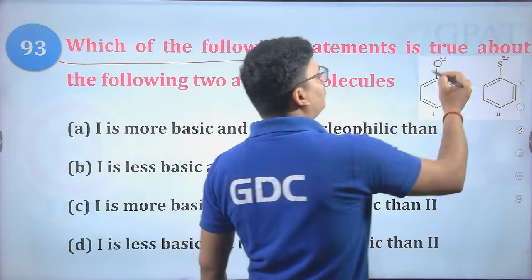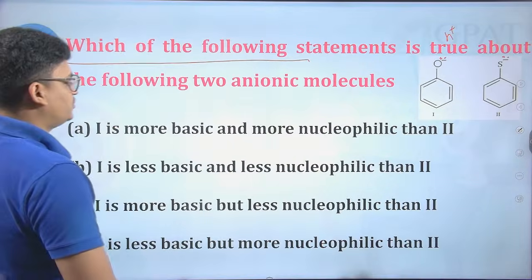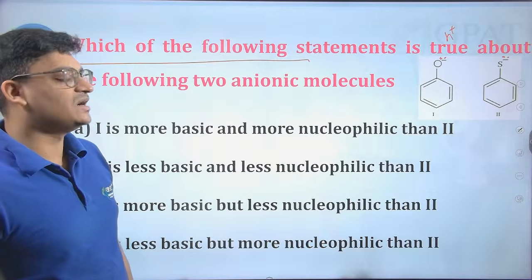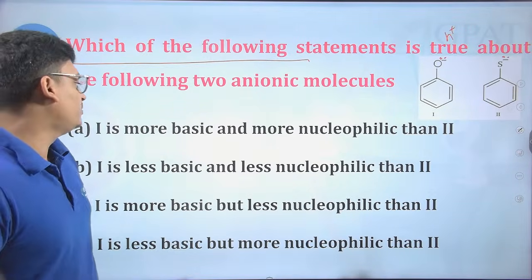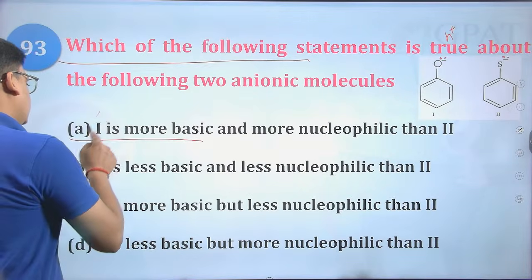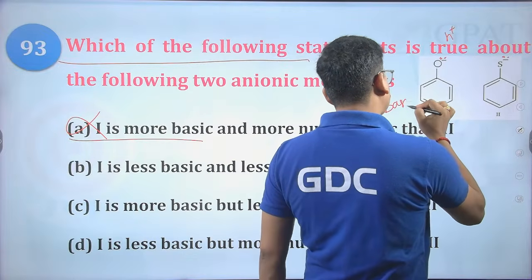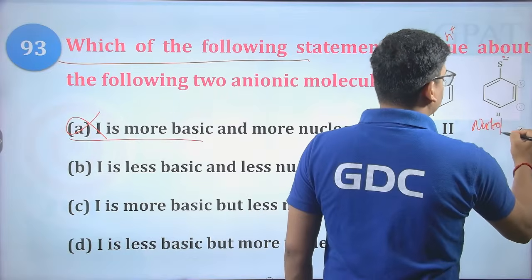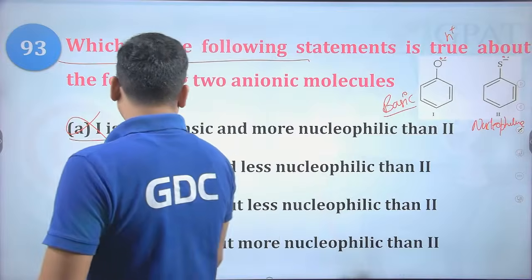In fact, this O minus will have greater tendency to accept H plus ion. If a species has a greater tendency to accept H plus ion, it means that species will be more basic in nature. So, one is more basic and more nucleophilic than A. No, so A will be more basic. This is the more basic one, while this will be more nucleophilic.